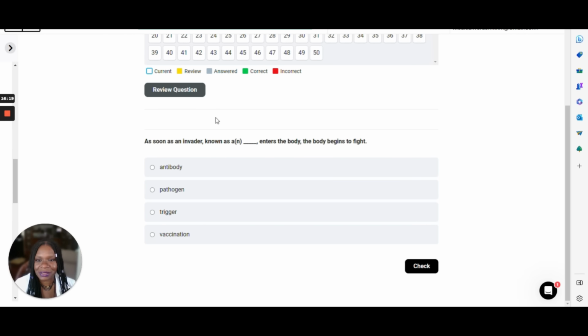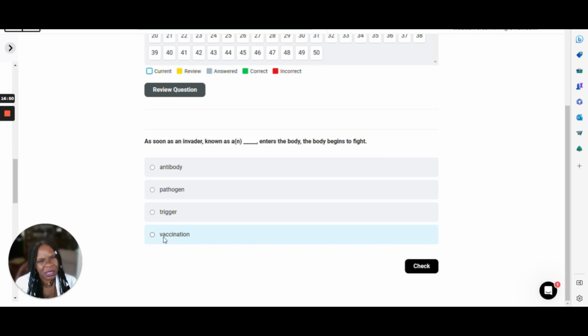Next question, you guys. As soon as an invader known as a blank enters the body, it begins to fight. Is it the antibody, pathogen, trigger, or vaccination? Now, we can automatically eliminate two of these, right? So I'm going to say straight up, I know it is not vaccination, you guys. That has nothing to do with the body fighting off things right away. That's actually something you induce to the body to help your body fight.